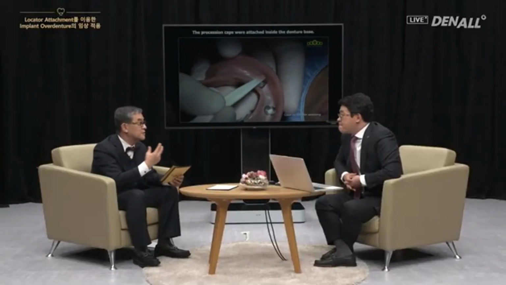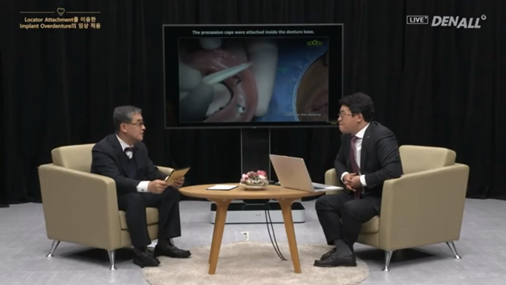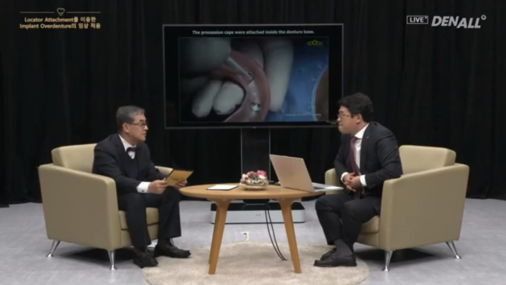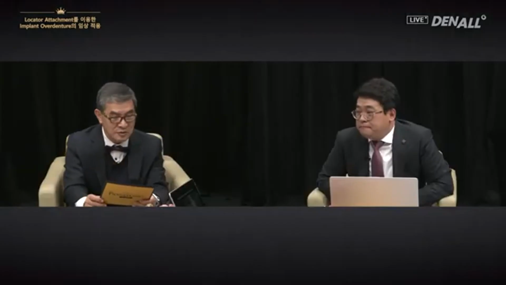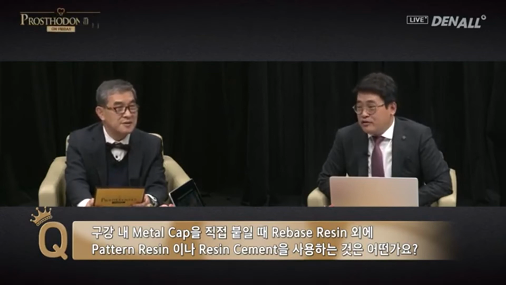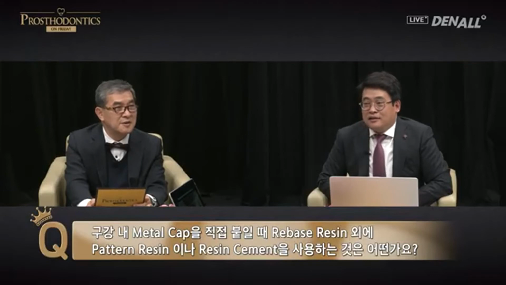You use rebase, and I also use rebase. It comes in different names depending on the vendor. Some people use direct resin and pattern resin and resin cement. What do you think about that? I think you should use what is most comfortable to you. Personally, the pattern resin is too red and resin cement is a bit expensive and is technique sensitive, and therefore I use rebase resin.